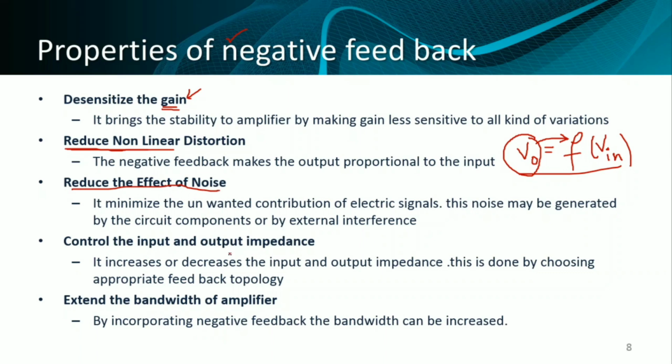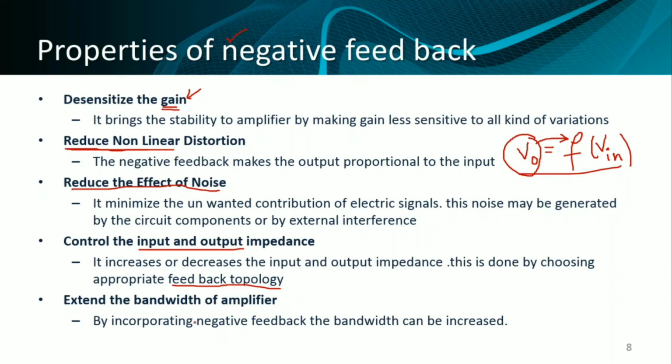Next is control the input and output impedance. Now, based on the requirement, the input and output impedances are judged. So, whether it should be minimum, whether it should be maximum, based on the requirements. So, according to the topology, we design different topologies here. According to the topologies we design, the input and output impedances are changed or managed. So this is how you can control the input and output impedances.